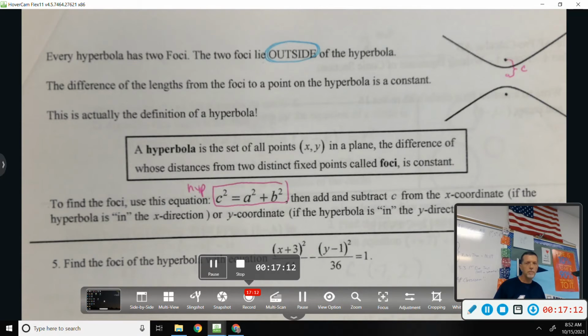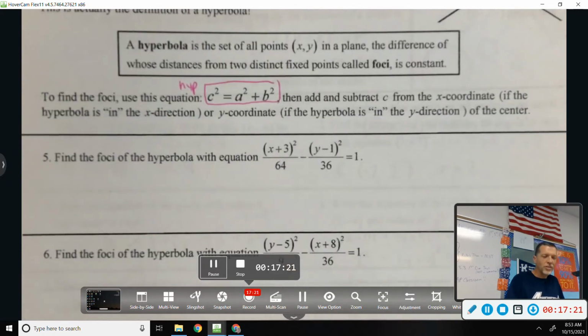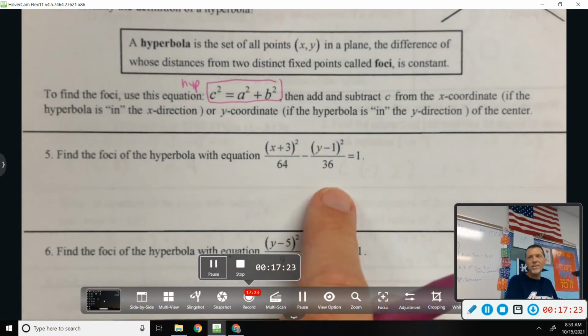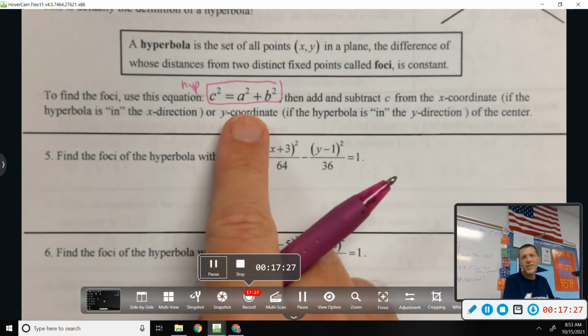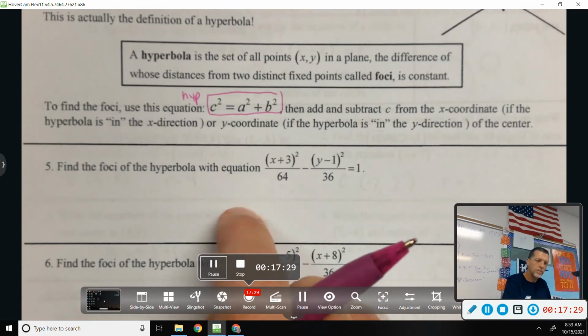Do you have to have all these equations memorized, or can you look at them and know what's what? And then the only equation is C squared is either A squared plus or A squared minus B squared.